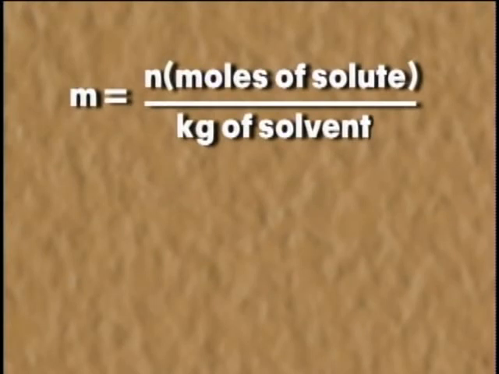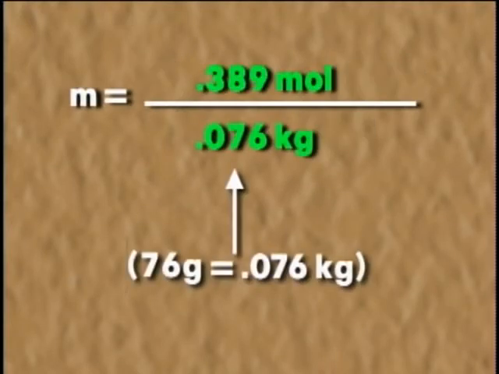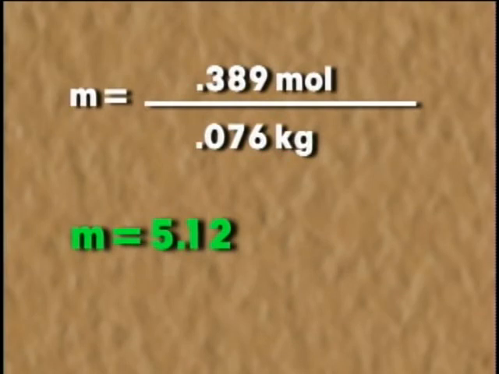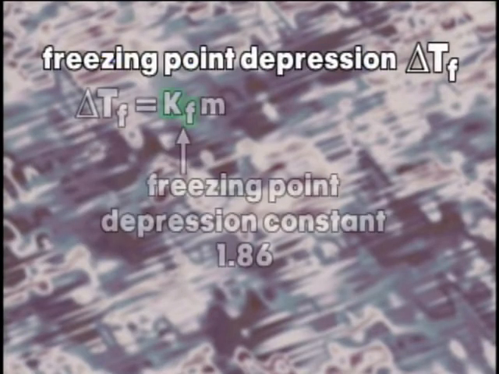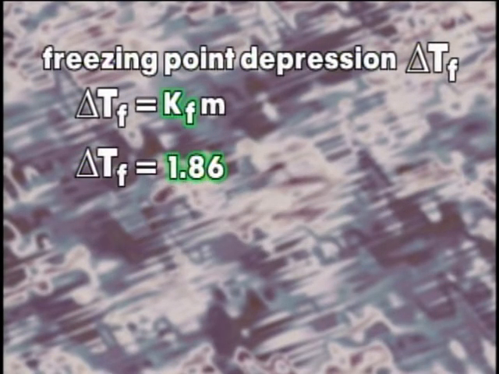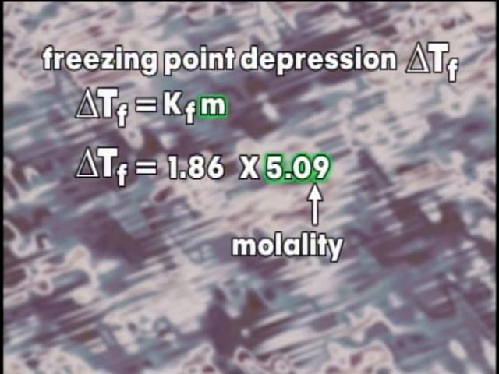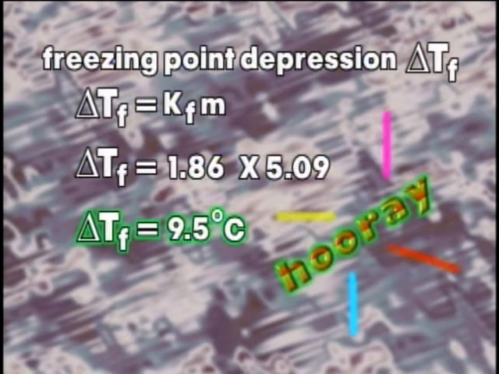Now we can find the molality. m equals 0.389 divided by 76 grams, or 0.076 kilograms. So m, the molality, is 5.12. So now you've got molality. Molality? What a groovy word! We looked up K sub F, the molal freezing point depression constant for our solvent, water, and found it to be 1.86. So, the freezing point depression is that constant, 1.86, times the molality, 5.09. That gives us 9.5 degrees.